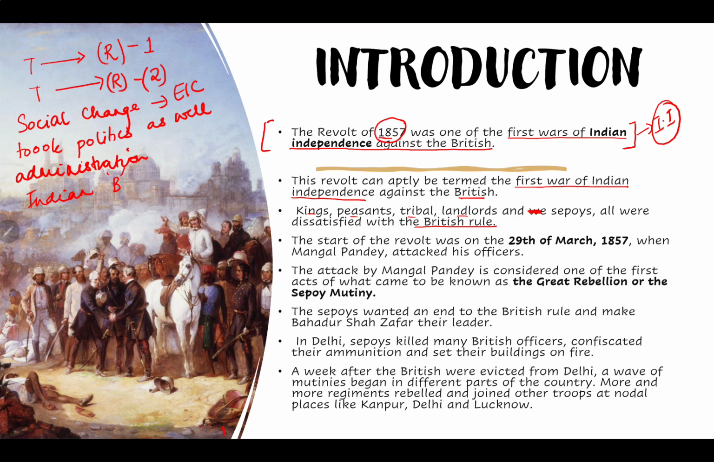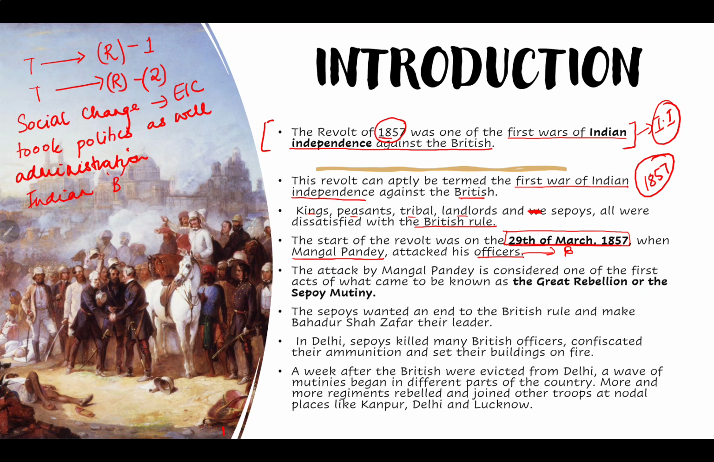The date we have to understand, when this revolt of 1857 started, was 29th of March 1857. This is one of the most important dates, because on this date, 29th of March 1857, the revolt started. Now you need to understand who the people were that started the revolution. Mangal Pandey was the first officer to do so. Mangal Pandey attacked his officer, who was British.